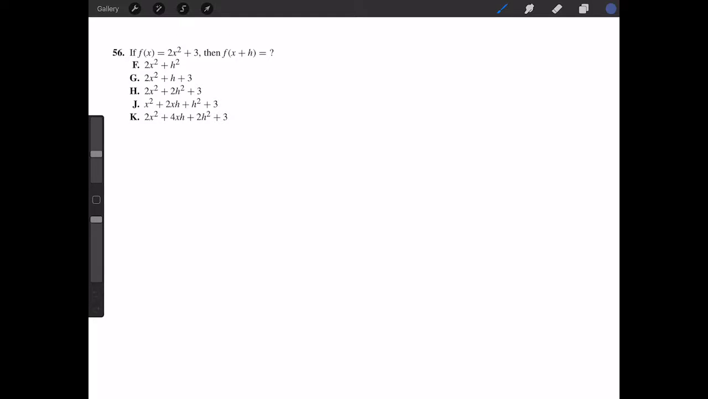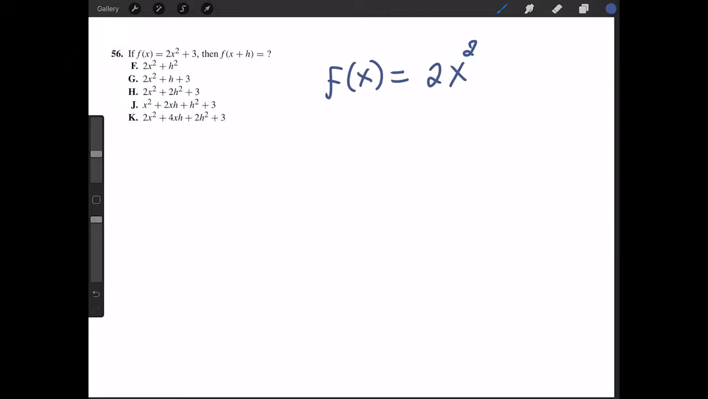56 reads, if f of x equals 2x squared plus 3, then f of x plus h equals. Okay, very simple algebra problem. Take a look. They're first telling you that the function f of x is defined as 2 times x squared and then plus 3. Now, they want us to figure out what f of parentheses x plus h is.